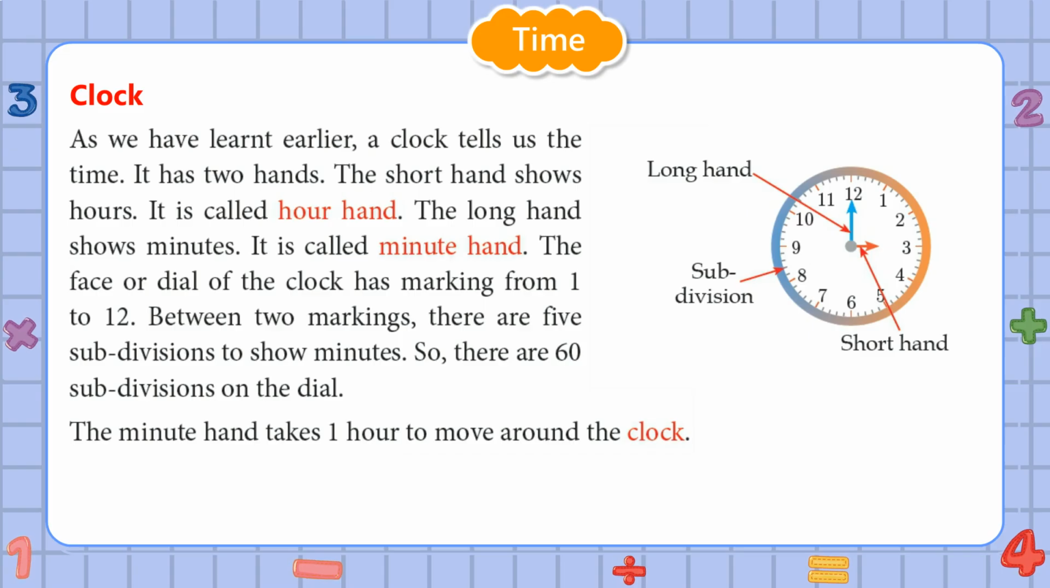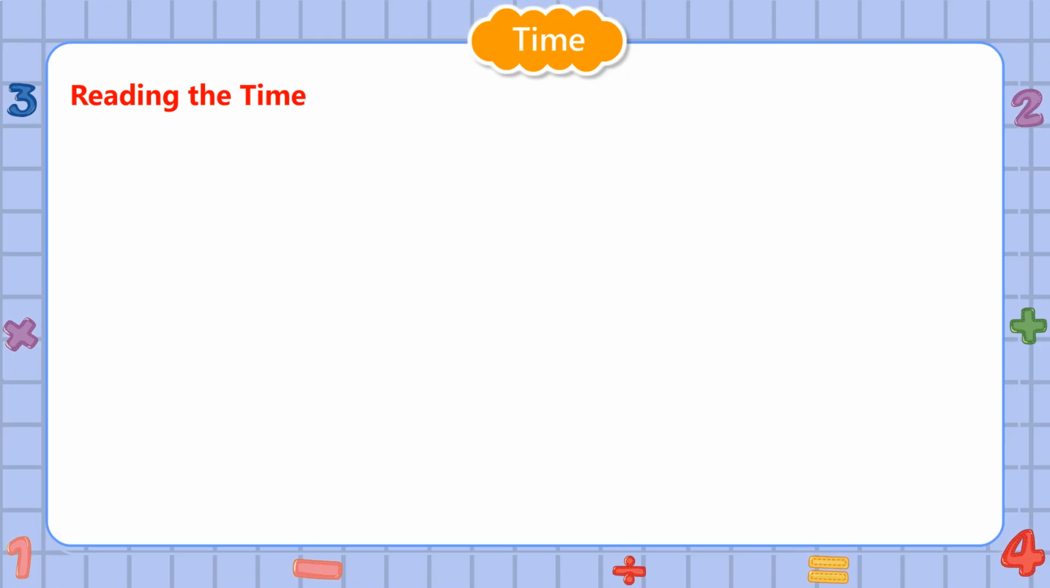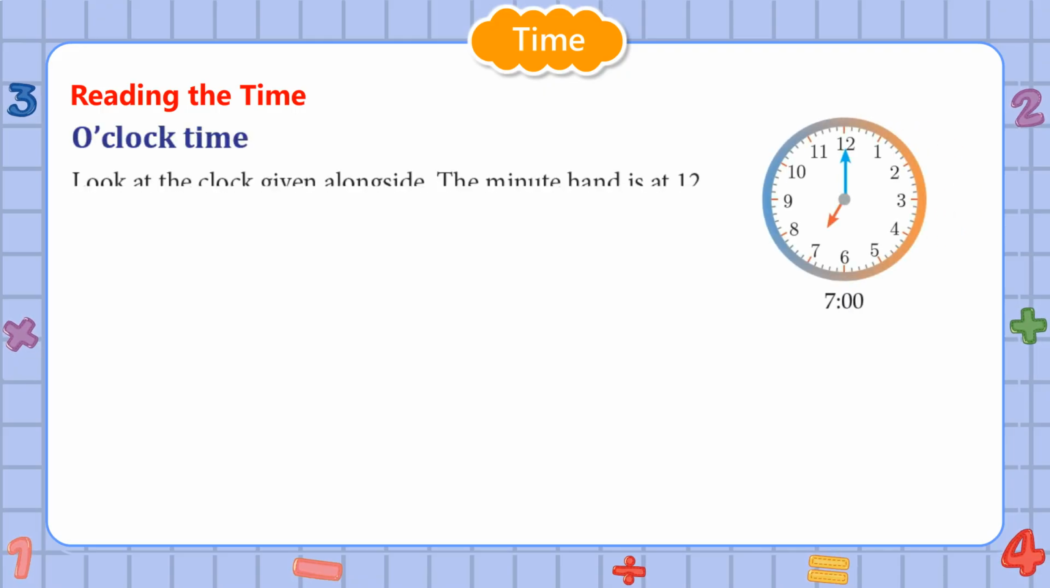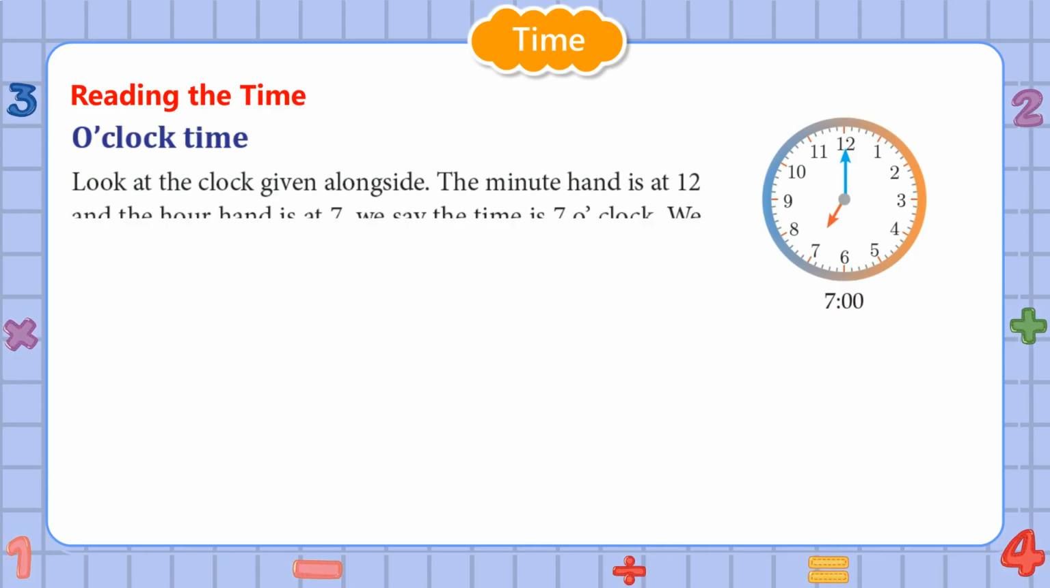The minute hand takes 1 hour to move around the clock. So, 1 hour is equal to 60 minutes. Reading the time. O'clock time. Look at the clock given alongside. The minute hand is at 12 and the hour hand is at 7. We say the time is 7 o'clock.